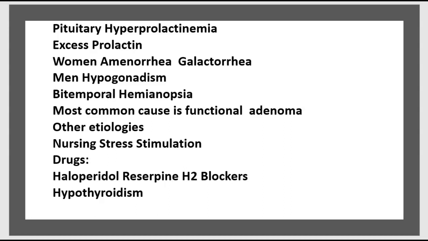Let's start with pituitary hyperprolactinemia. There is excess of prolactin. Women with amenorrhea and galactorrhea, men with hypogonadism, and there is bitemporal hemianopsia. Most common cause is functional adenoma. Other etiology include nursing, stress, stimulation, and drugs like haloperidol, reserpine, H2 blocker, and hypothyroidism.